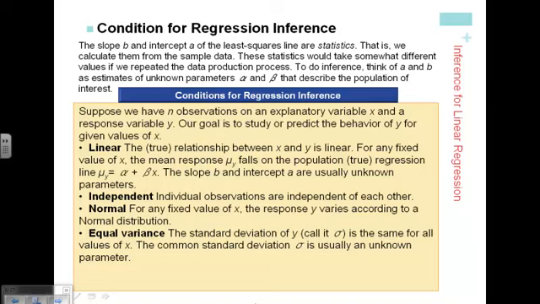Okay, 4th condition, equal variance. What does that mean? Well, it means that when we look at our data, the variation in the y's is not going to be so much different at the beginning as it is in the end. That the y's are going to vary from the line of prediction in about equal ways. Now, how are we going to test that condition?